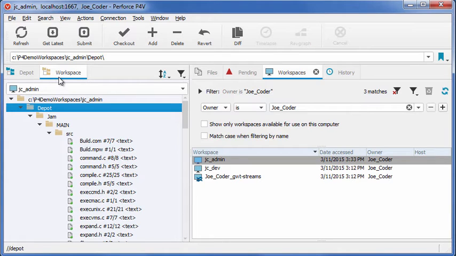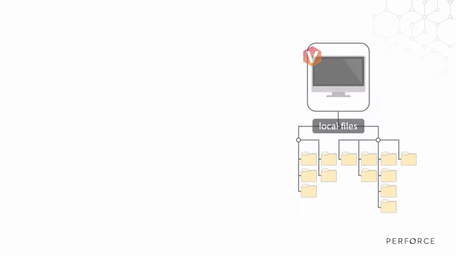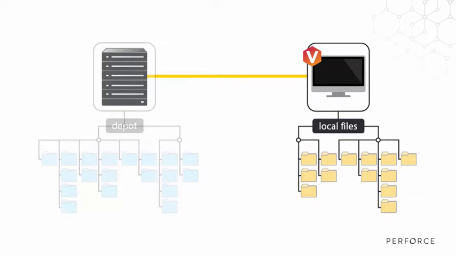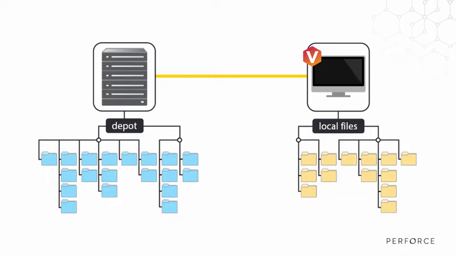Helix stores your company's versioned files and allows users to access and share those files. A workspace is the location on your computer where you work on files that are managed by the Helix server. In this video, we'll explain workspace concepts and set one up using P4V, a client application that communicates with the server. The server manages depots, which are shared file repositories.